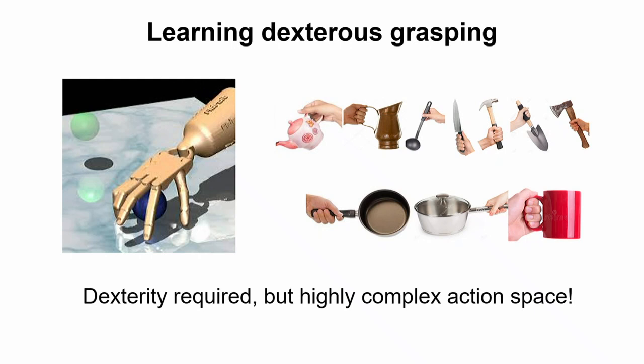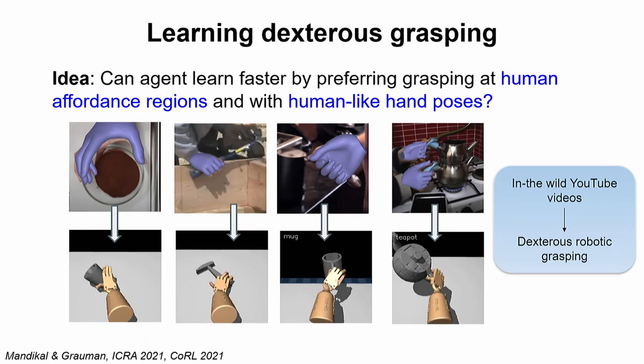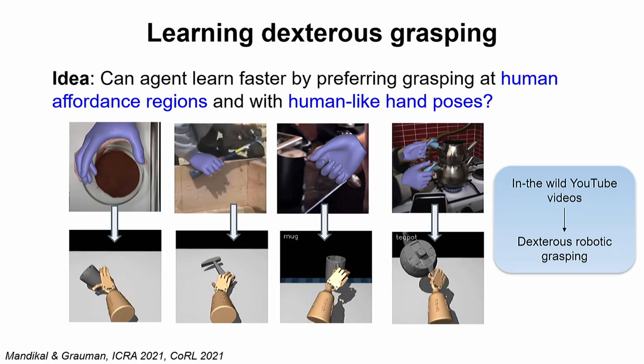Okay, so in particular, think of a dexterous hand robot, one with many degrees of freedom in the fingers, a multi-finger robot who's trying to use human objects. So dexterity is required to use these objects in the world, but it's a highly complex action space. And so the question is, can we learn faster by paying attention to how humans do things? And here's a research task and some results where using video, like I've been showing you, being able to anticipate these affordance regions and also estimate where the human hands are in the video, can start to train robots faster.